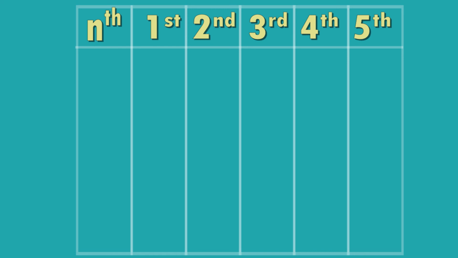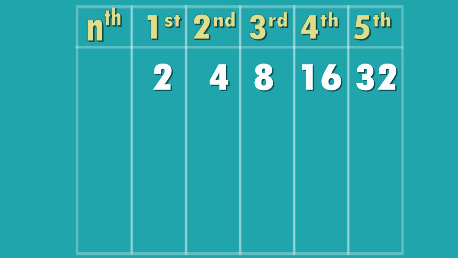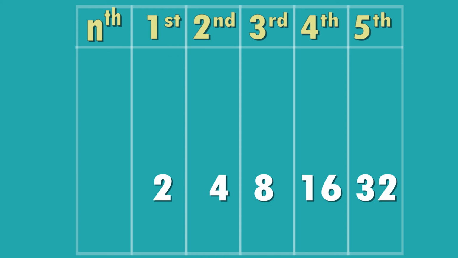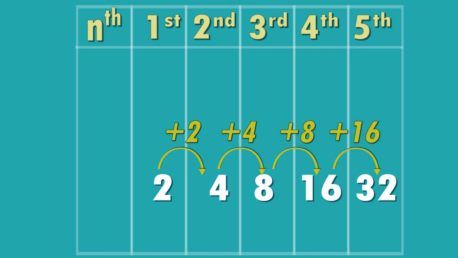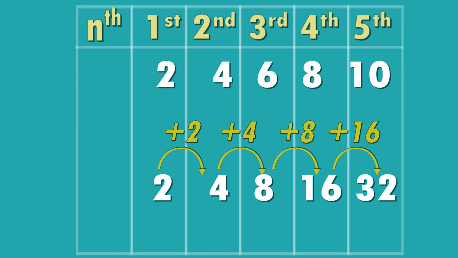I'm now going to give you an example of where this doesn't work. Let's have a look at this sequence, 2, 4, 8, 16, 32. To get from the first term to the second term, we add 2. Then to get to the third, we add 4, then 8, then 16. This isn't the same each time. As a result, there's no times table that fits this sequence. The 2 times table goes up by 2 each time, so it can't be the 2 times table.